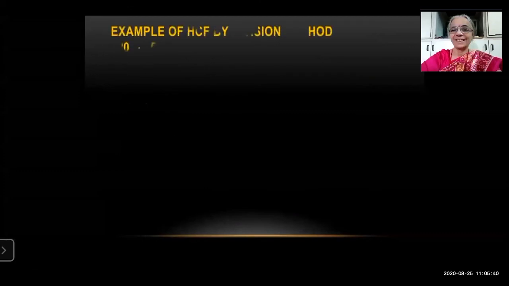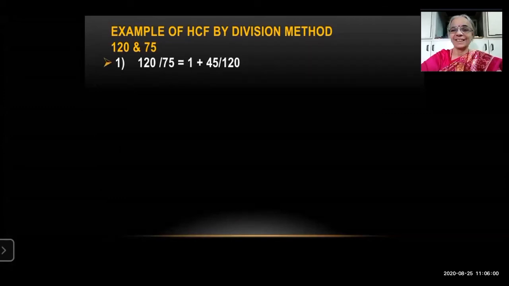Example of HCF by division method. So here we are not doing factorization, but we are trying the division method. So take your pen in your hand and just divide 125 by 75. 75 twos is 150. So we need to divide it by 1. 75 ones are 75.